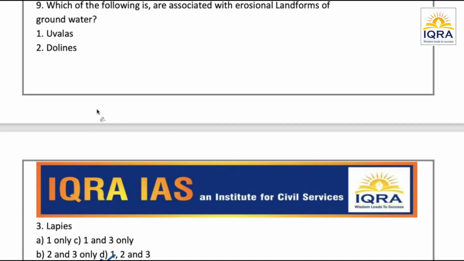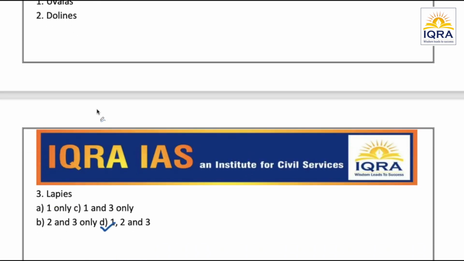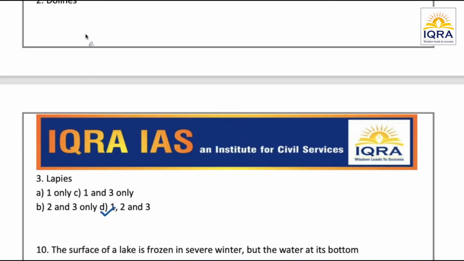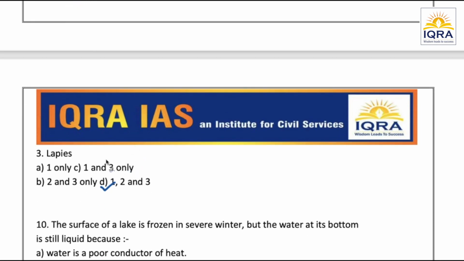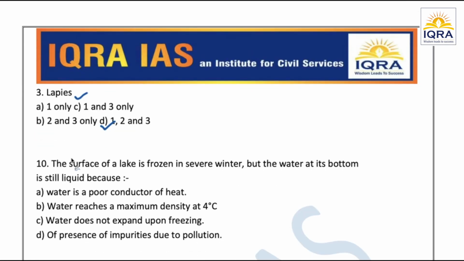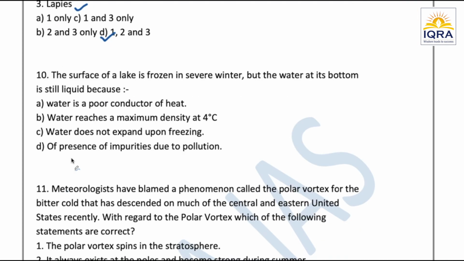तीनों ही ये erosional landforms हैं ground water के. ठीक है? Uvala, I will tell you, it is when several sinkholes join together to form a valley of sinks, उसको हम उवाला कहते हैं. Doline is basically a sinkhole. Lapies are irregular grooves and ridges formed when most of the surfaces of limestone are eaten up by the solution process. तो वो होता है. So basically all the options are correct here.